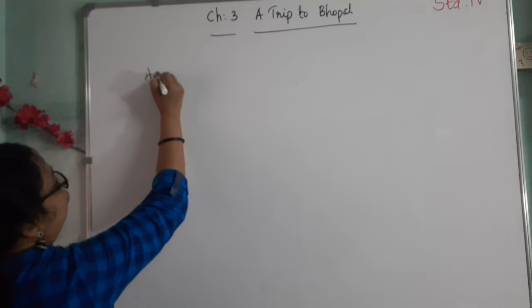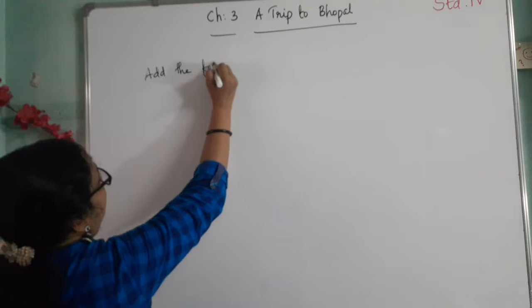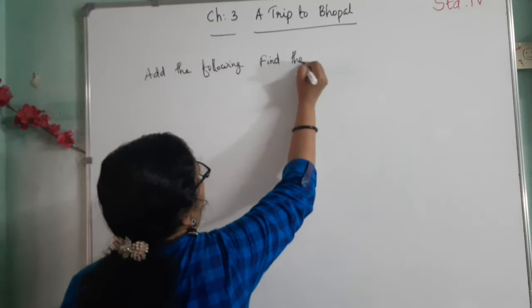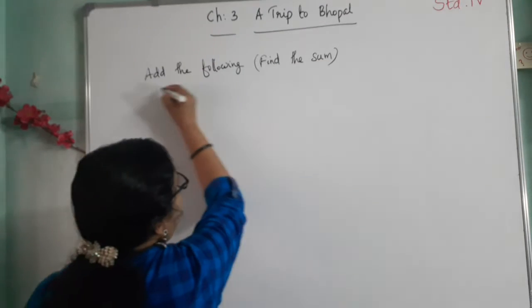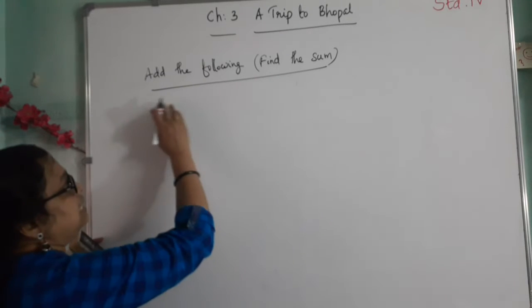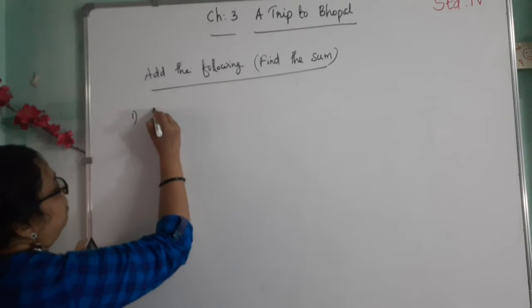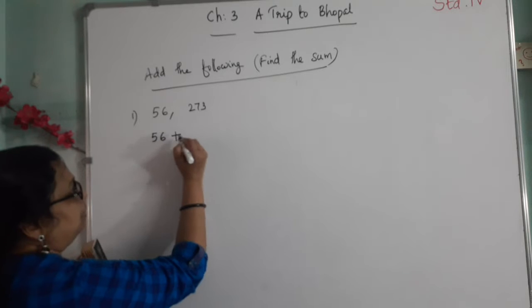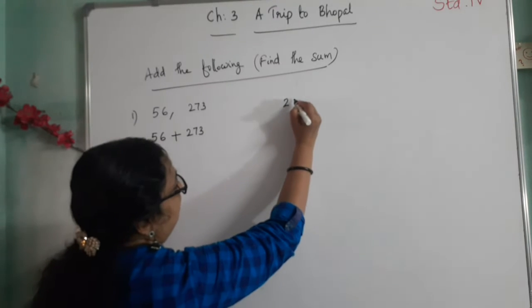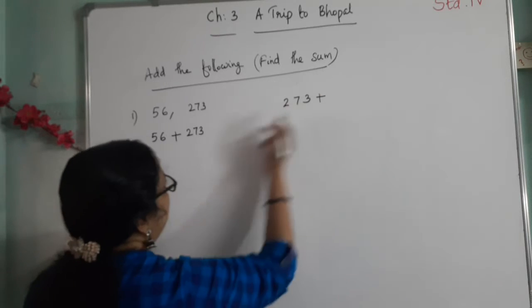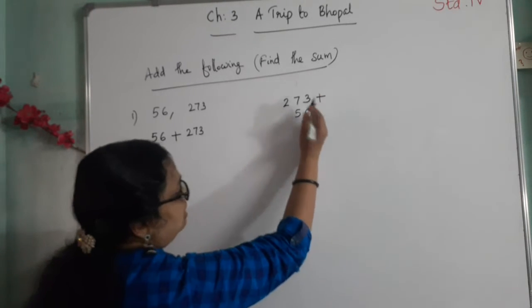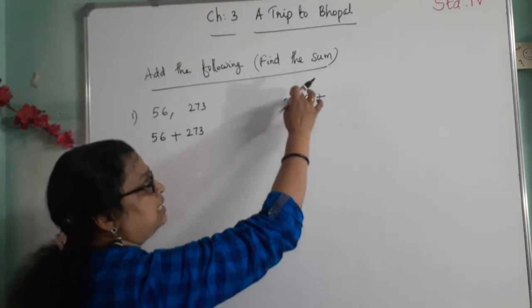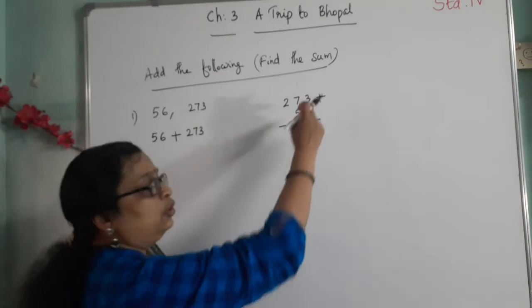So add the following, or find the sum. Sum means addition. That is, add the following or find the sum. Some numbers, 56 and 273. First we write 56 plus 273. Then column wise, we write the bigger number, 273, then 56. According to their places you write: ones, tens, hundreds. Ones below ones place and tens below tens place. You know how to add.